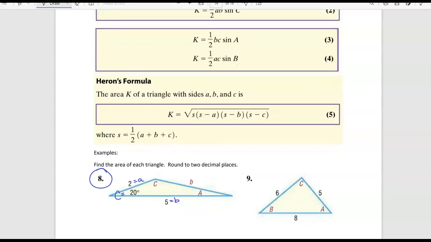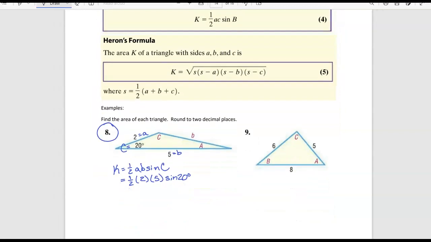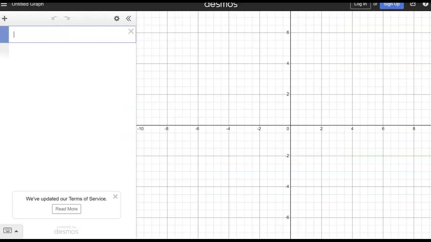So how would we apply this formula? K is going to be equal to 1/2 AB sine C. So our A is 2, our B is 5, and we need to find the sine of 20 degrees. So I'm just going to simplify this a little bit. 1/2 times 2 is 1. 1 times 5 is 5. So this is 5 sine of 20 degrees. And then we're going to go to Desmos and we're going to type that in.